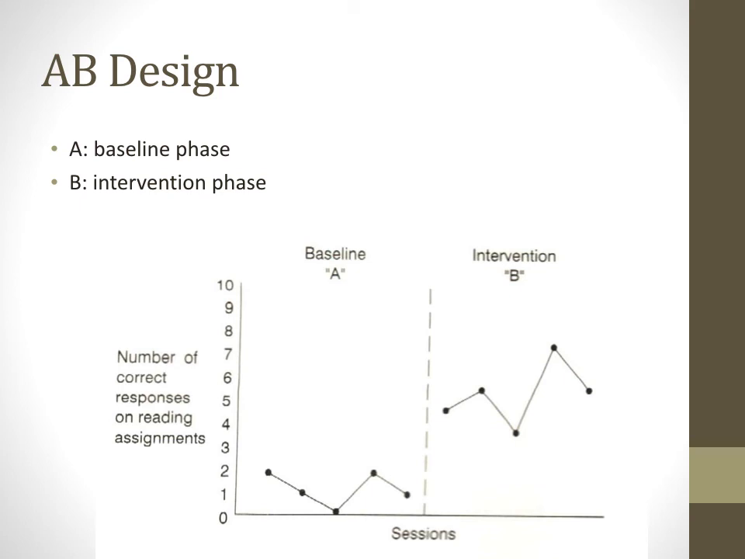So this is an example of an A-B design. As you see, there are 5 baseline sessions and 5 intervention sessions. After this researcher established a stable baseline, she moved on to intervention. And the dependent variable was correct responses on a reading assignment. So you will implement your intervention in this way using an A-B design, and you will record your data and graph your data. That will be your final project.